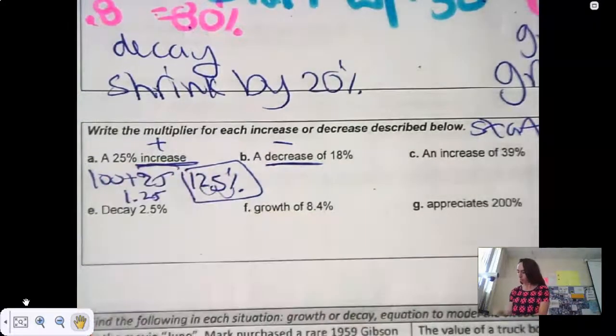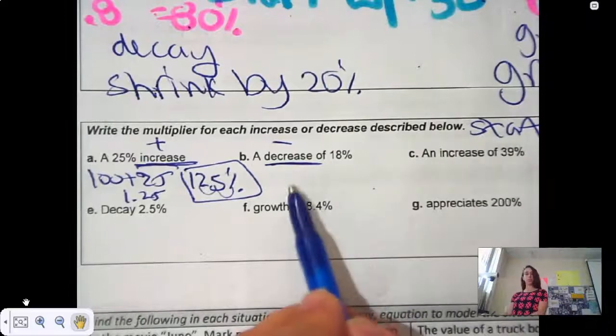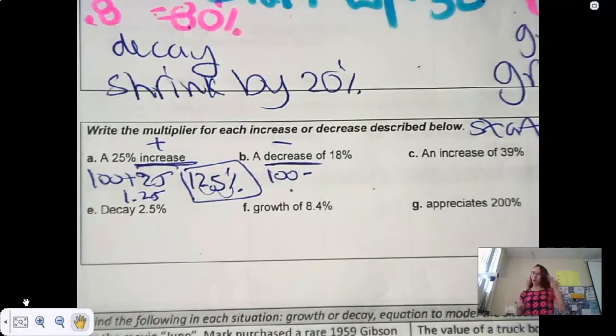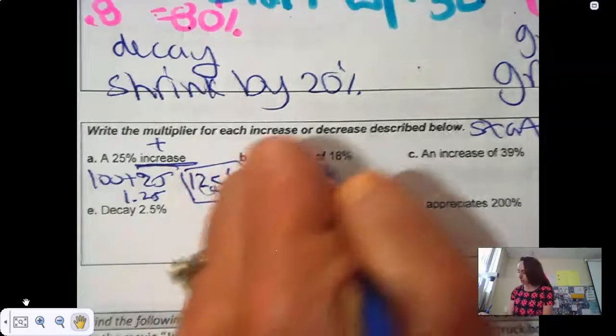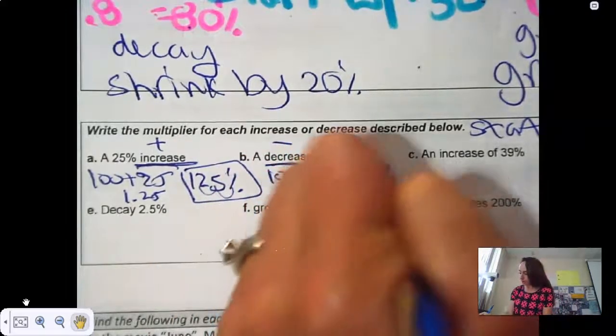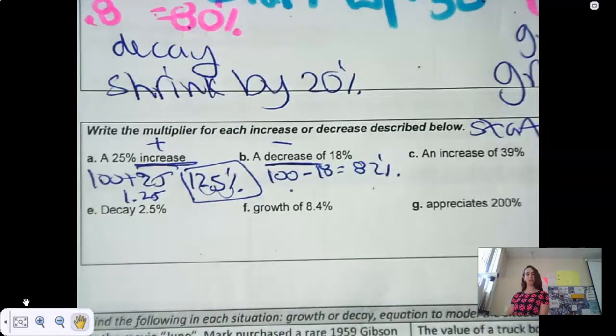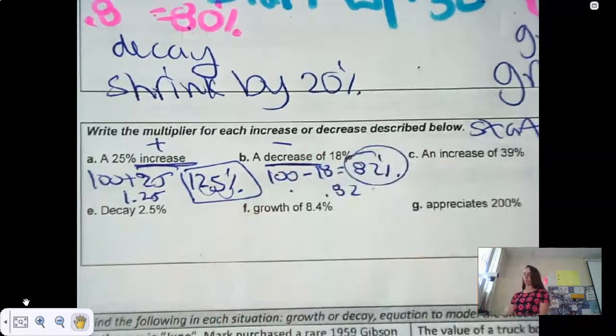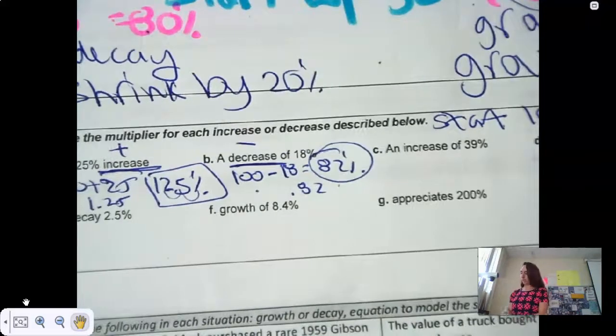Okay? Let's look at this one. If I decrease by 18%, that means you're cutting off 18% of me. You're taking that away. There's now 82% of me left. In decimal form, that's 0.82. Okay? Now, let's see this one.